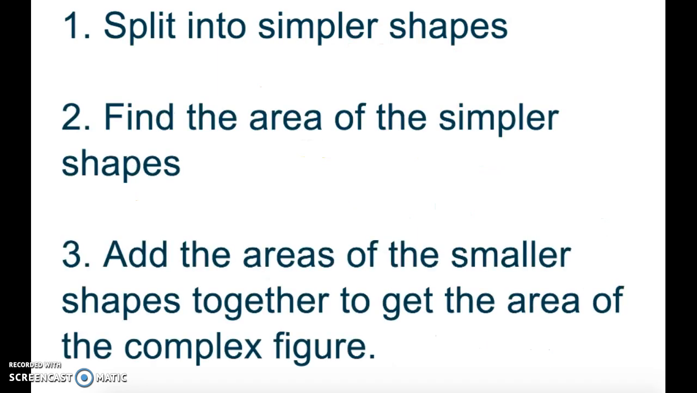So just to recap, these were our 3 steps to finding the area of a complex shape. First, we had to split it into simpler shapes, shapes that we knew how to find the area of. Then you had to find the area of each of those simpler shapes. And lastly, you need to add the areas of the smaller shapes together to get the area of the larger complex figure. So hopefully this was helpful as you go on to exploring a couple more practice problems and examples.